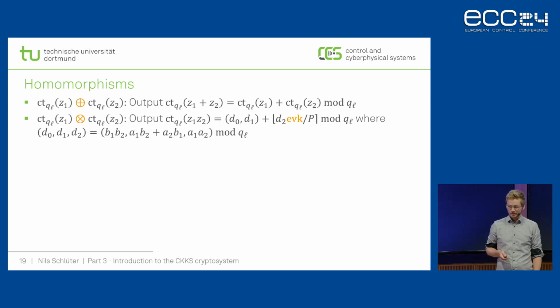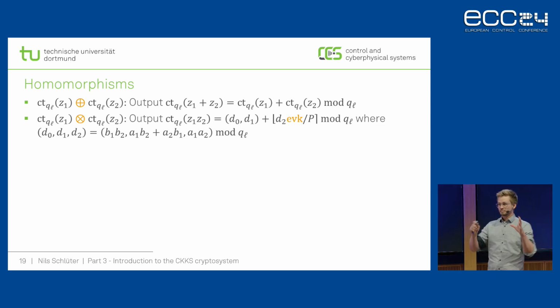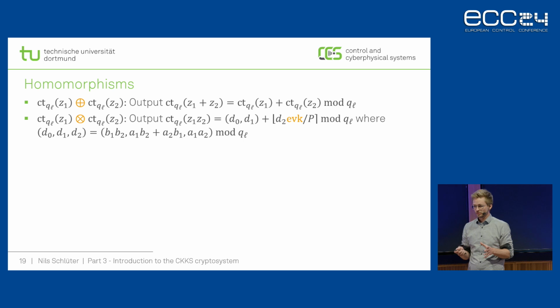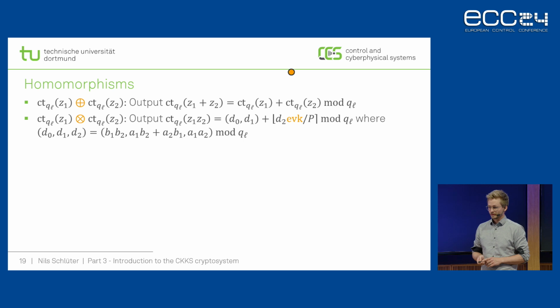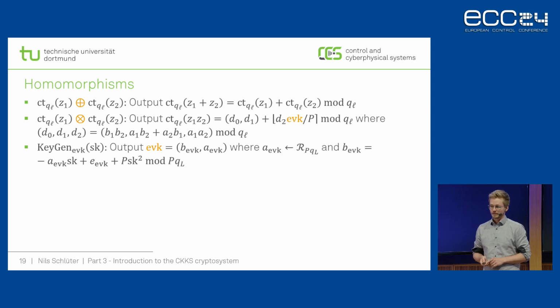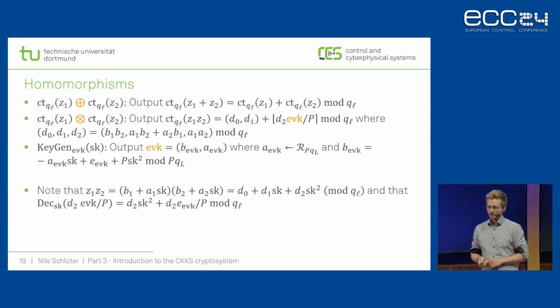For the multiplication, it's a little bit more complicated, and it's different compared to GSW. So in GSW, you had this bit decomposition that is used in order to realize the multiplication. And here, it looks a bit different. We have first this tuple here, which contains D0 and D1, and we have some additional term that is shown here. And really what the idea is, let me quickly go over this.